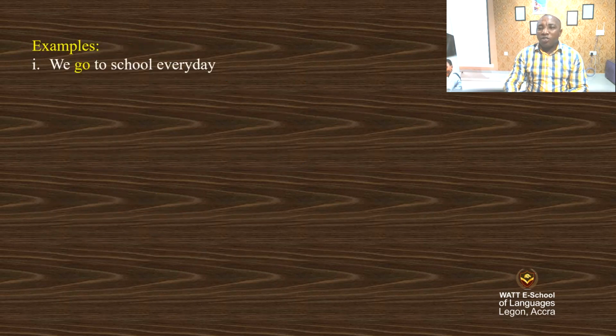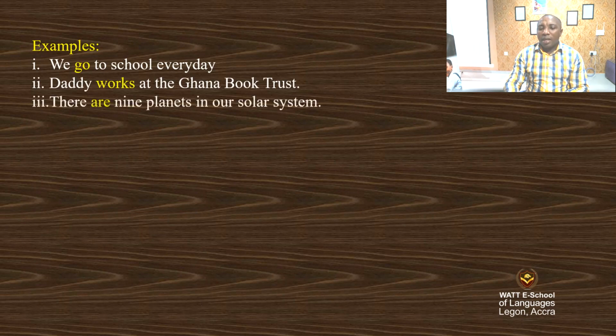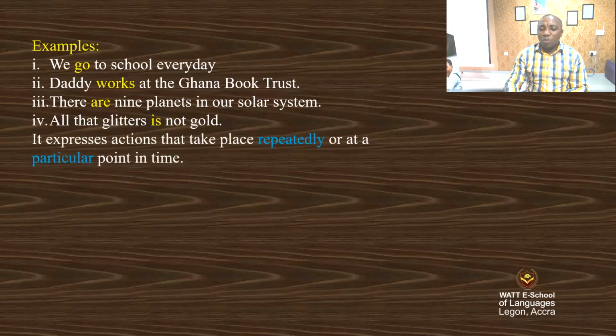We go to school every day. Daddy works at the Ghana Book Trust. There are 9 planets in our solar system. All that glitters is not gold. It expresses action that takes place repeatedly or at a particular point in time. That is the simple present tense. That's why I say simple present tense.